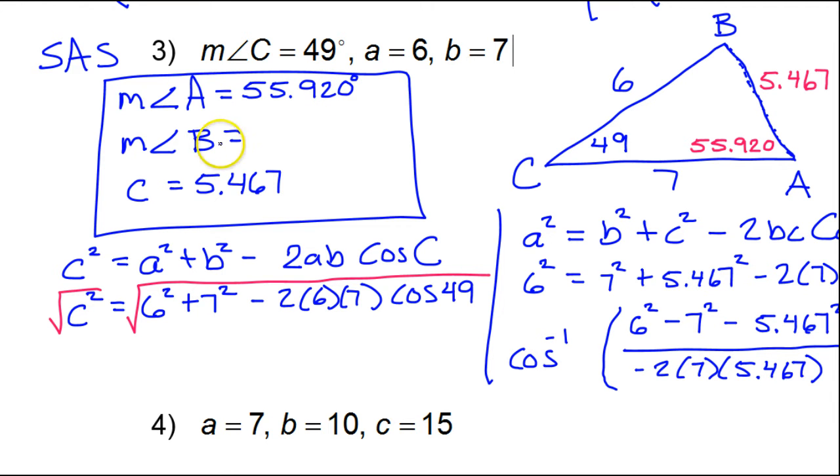Okay, so that just leaves angle B. Now I could use the law of cosines again to find angle B, but if I'm pretty confident about the answer I just found, I can subtract these two angles from 180 to find angle B. So that turns out to be 75.080 degrees. So that's it. We have solved the triangle for number 3.